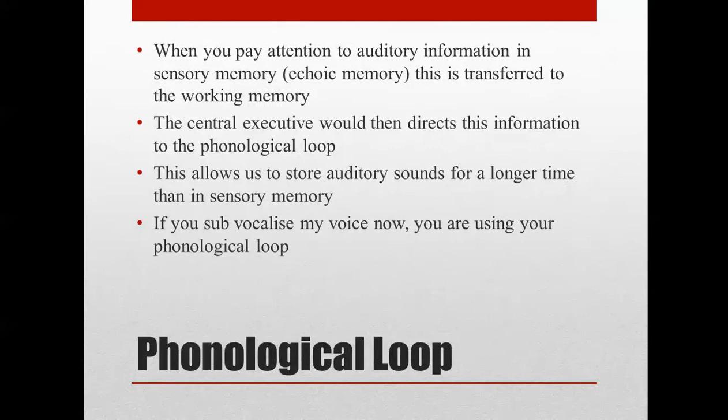Phonological loop, that's where the echoic memories from sensory memory go to. So it goes to working memory, and the central executive will direct it into the subsystem called the phonological loop. This allows you to store auditory information, so sound information. For instance, you listening to my voice now and holding it there and repeating it. So if you repeat exactly what I said in your own mind, you're using the phonological loop, so the storage of sound information.